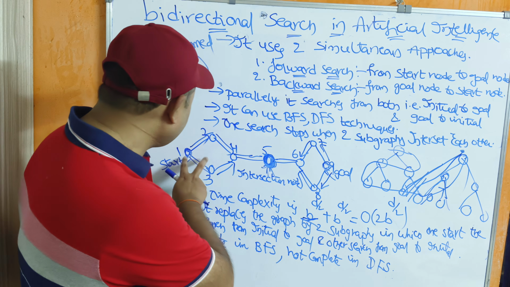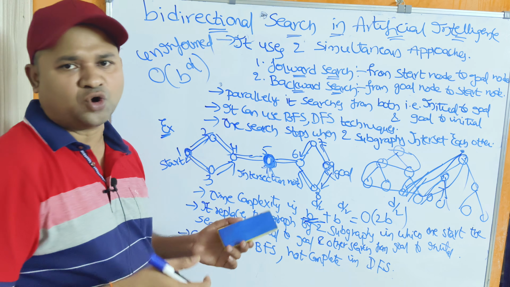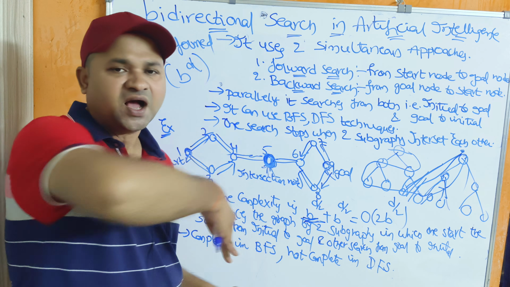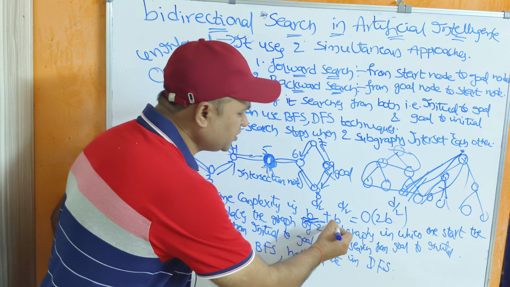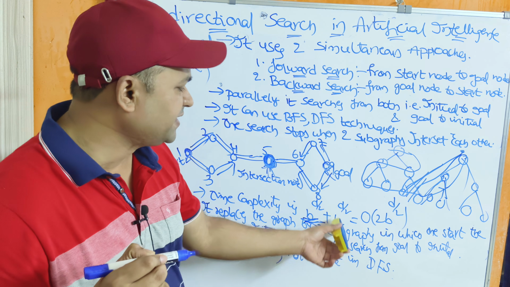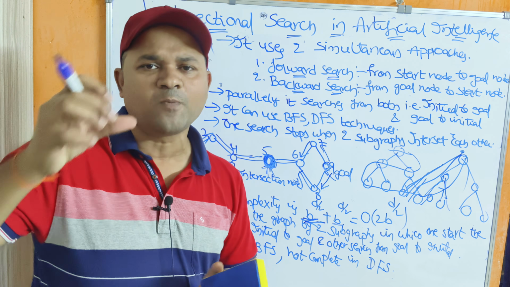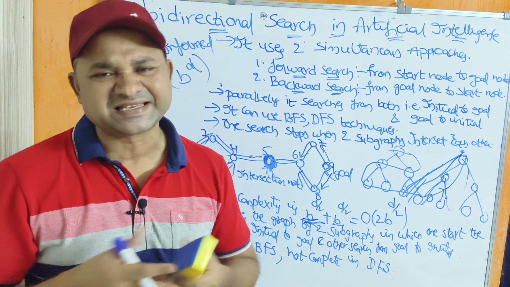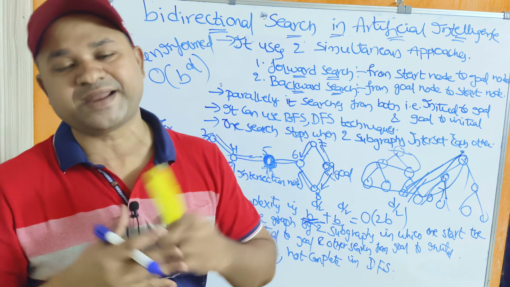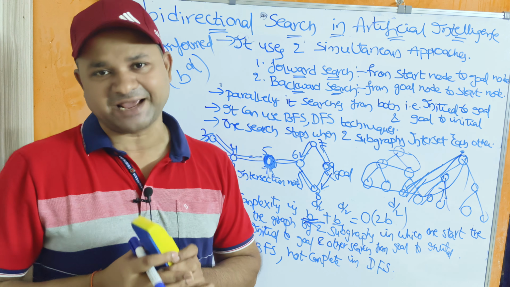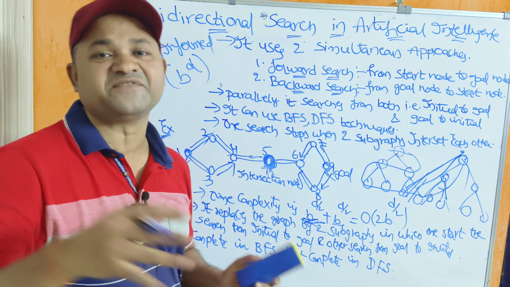So here for the first process, B power D by 2. Why? Because it is not traversing till the goal node. The first process is traversing only half of the nodes. Likewise, the second search process is also traversing only half of the nodes. So B power D by 2 plus B power D by 2, that is nothing but big O of 2B power D by 2. So we can say that the time complexity of the bidirectional search is very excellent when compared with BFS and DFS. So in BFS and DFS we require more time, whereas here we require less time. Okay, 2B power D by 2. Half of the time is sufficient here.